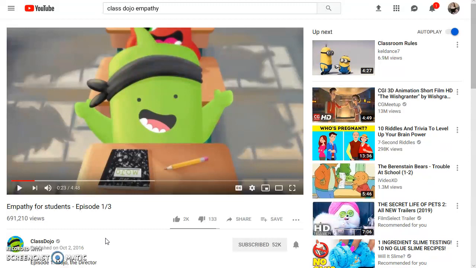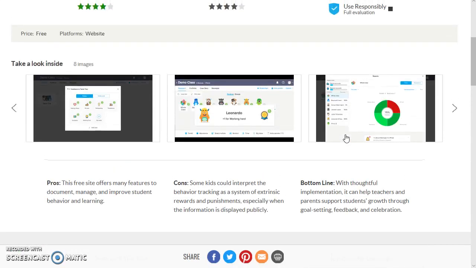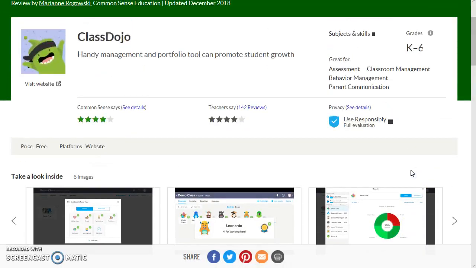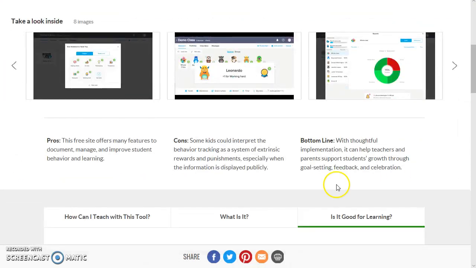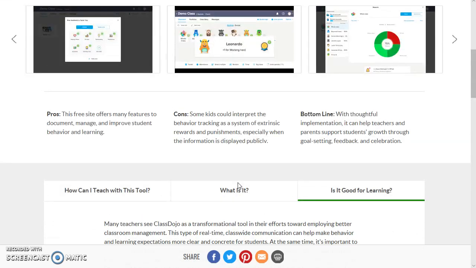And as this shows, you can collect data as far as who has been watching it, how much they have been watching it. Parents can access it, so students can monitor and access these things from home or at school.